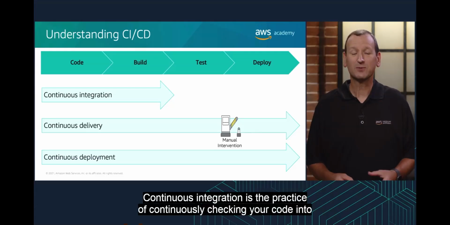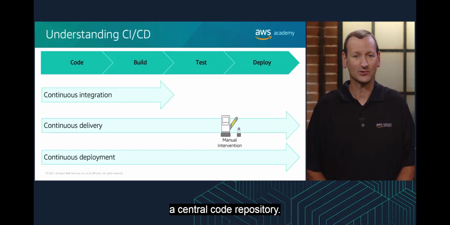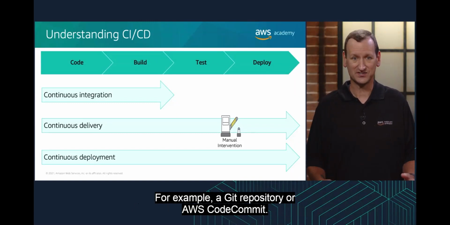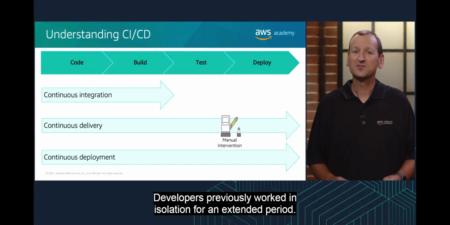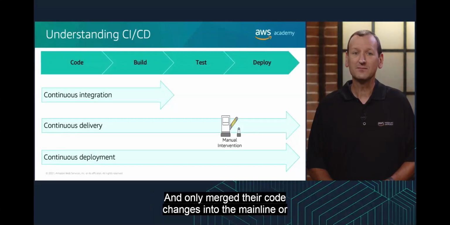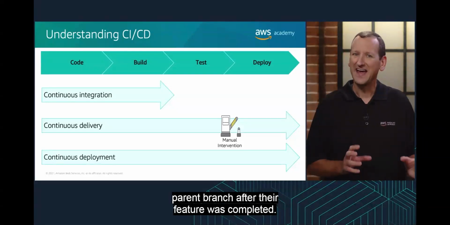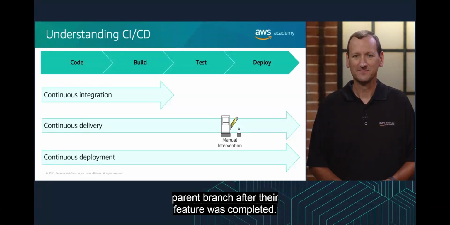Continuous integration is the practice of continuously checking your code into a central code repository, for example, a Git repository or AWS CodeCommit, and verifying each change with an automated build and test process. Developers previously worked in isolation for an extended period and only merged their code changes into the mainline, or parent, branch after their feature was completed.